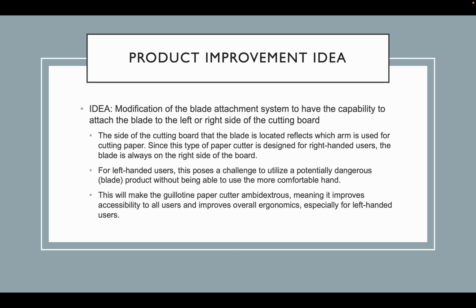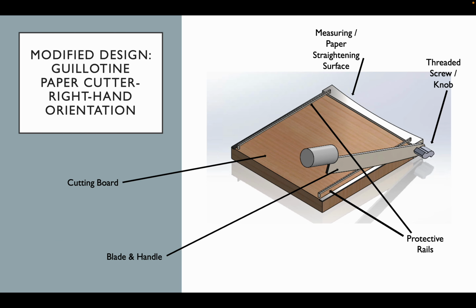And so my design idea will make the Guillotine Paper Cutter ambidextrous, which means that it'll be symmetric on both sides, and the blade can move so it can be mounted on the left or right side, so you can use either hand to use this product.